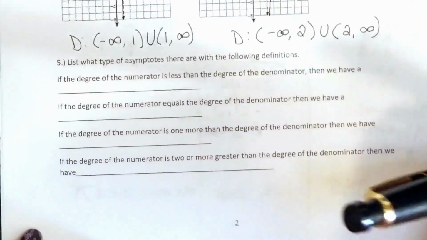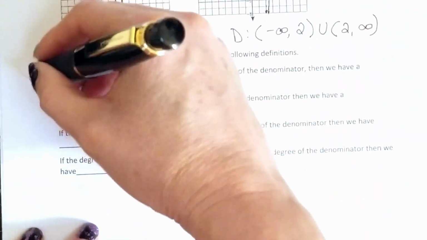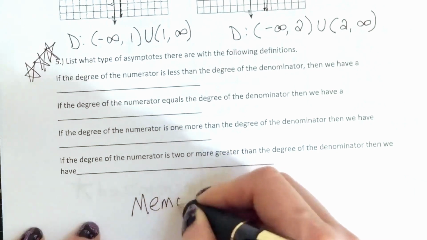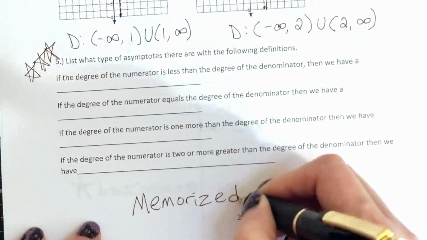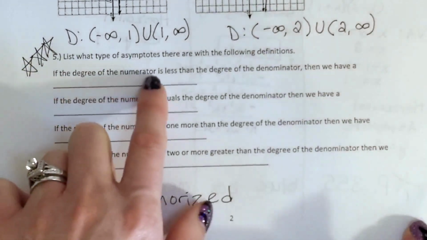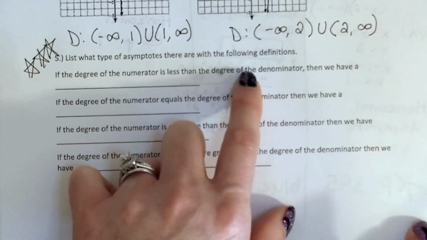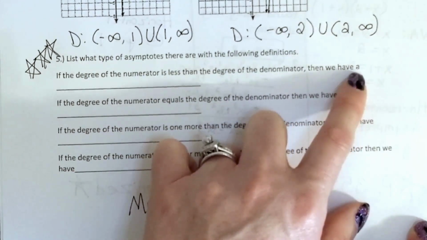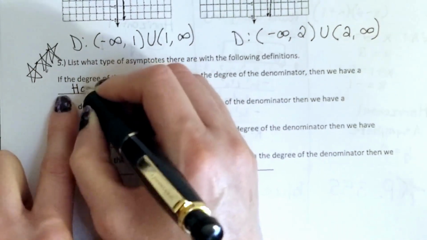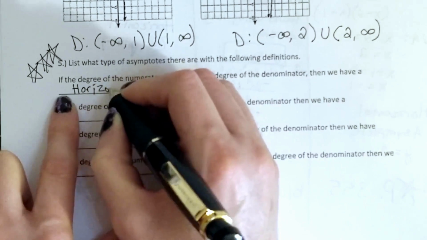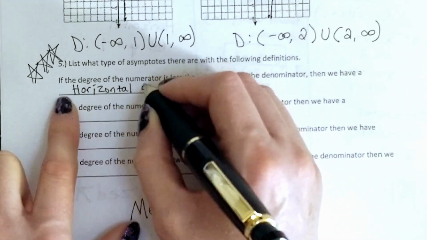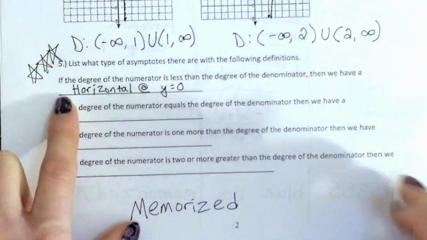Okay, number 5, this is that box pretty much listed out. You have to have this memorized. And not just memorized, you need to be able to apply it also. So if the degree of the numerator is less than the degree of the denominator, then we have, and they want to know what type of asymptote, so that would be horizontal. And this is just a definition. There's no work for it. So this is horizontal at y equals 0.